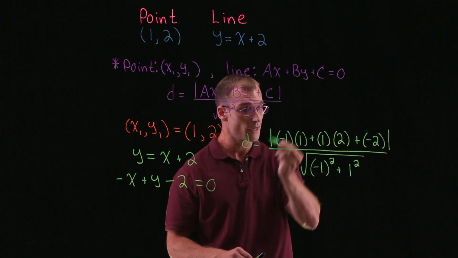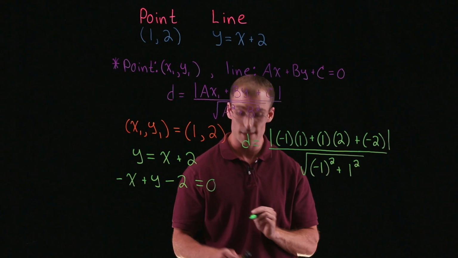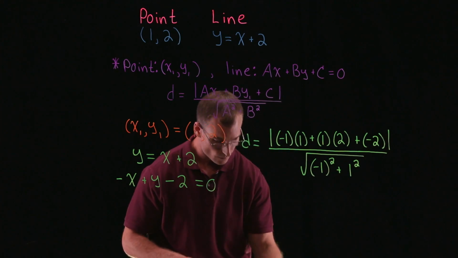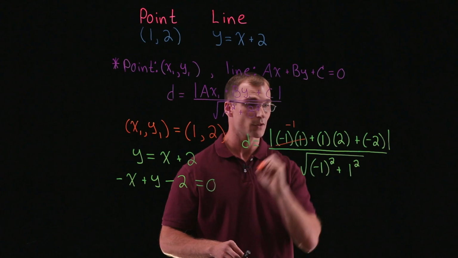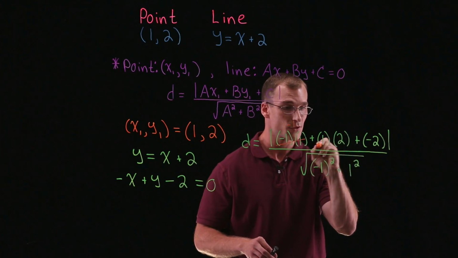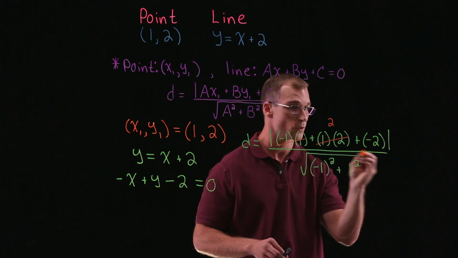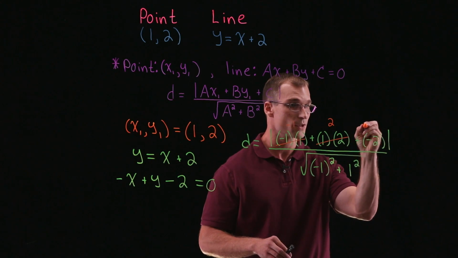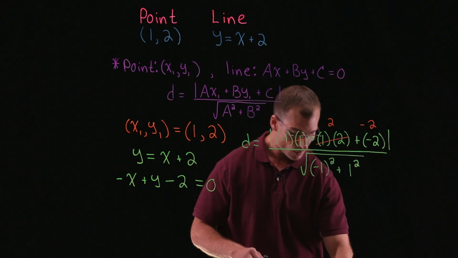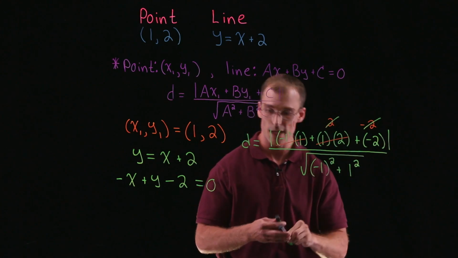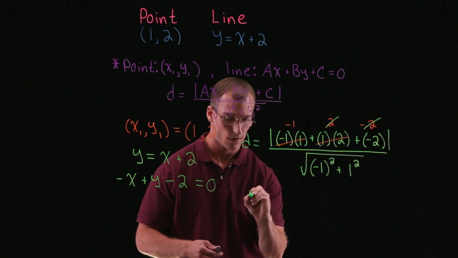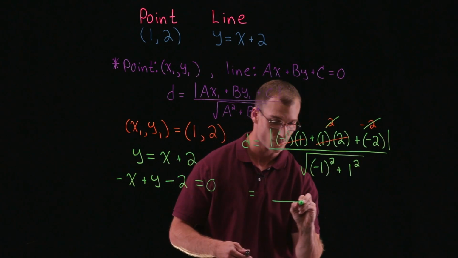So all we have to do is simplify the right-hand side and see what our distance is. So just do some simplification. Negative 1 times 1 gives us a negative 1. 1 times 2 gives us a positive 2. And plus negative 2, we just have a negative 2. So we see 2 plus negative 2, these will cancel.